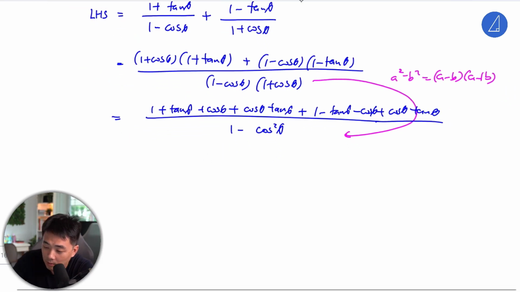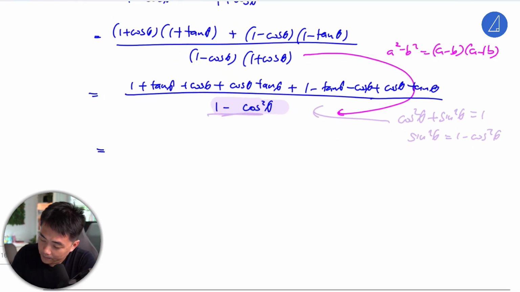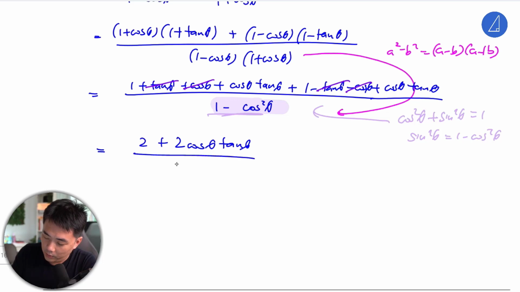For the denominator, we know the typical identity cosine square theta plus sine square theta is equal to 1. So sine square theta is equal to 1 minus cosine square theta, right? So this is sine square theta, not an issue. For the top, we could cancel a few terms out. Tangent theta and minus tangent theta will be cancelled out. Cosine theta can be cancelled out. We are left with 2 cosine. So it's 2 plus 2 cosine theta tangent theta. The bottom is sine square theta.